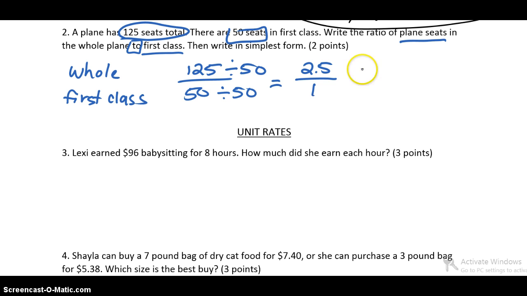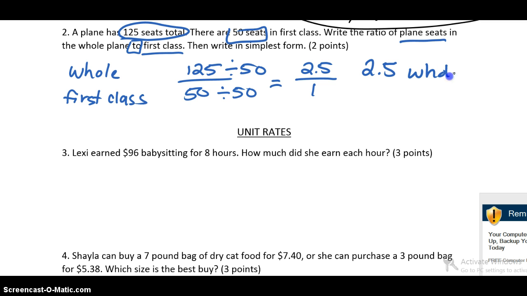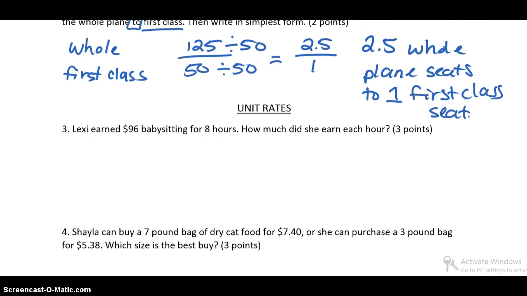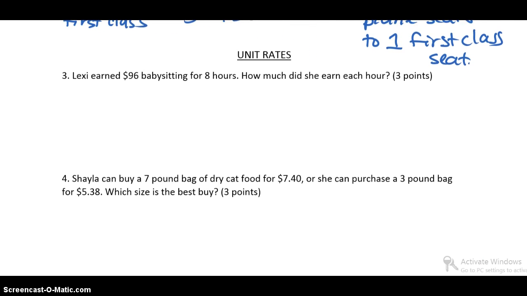So we would write 2.5, 2 5/10 whole plane seats to 1 first class seat. And then we are done with that question. Now the next section is talking about unit rates, meaning our denominator always has to be 1 for this to be a unit rate.